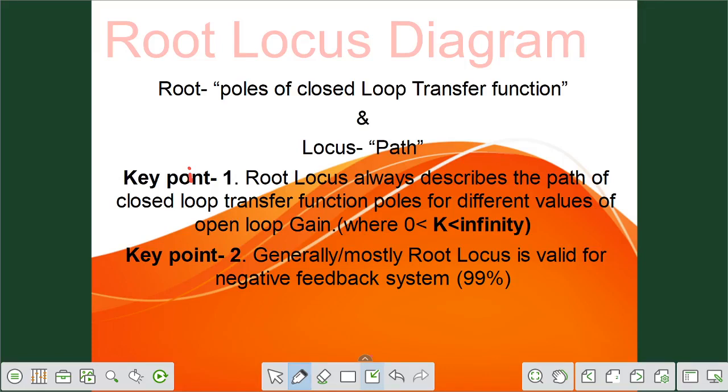This subject is control system, basically in the 6th semester. Now we are going to teach root locus diagram, which is in unit number 3. This is a single topic. This subject is common for the electronics and communication engineering branch as well as electrical engineering. Now we are going to discuss this topic: the root locus diagram.